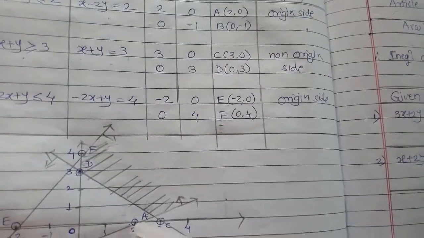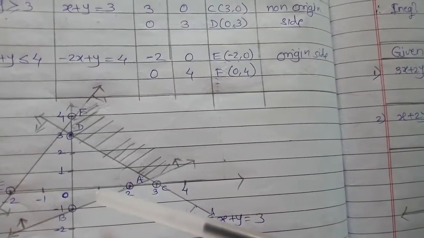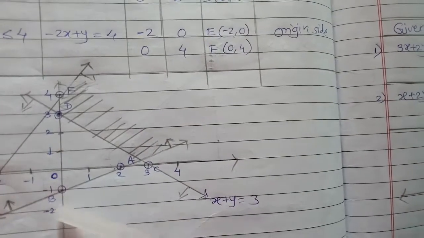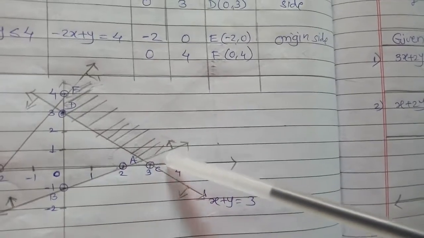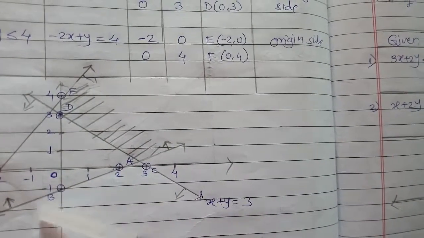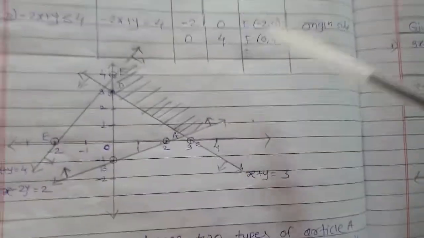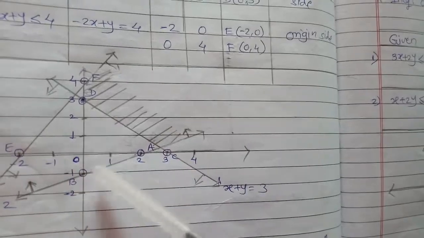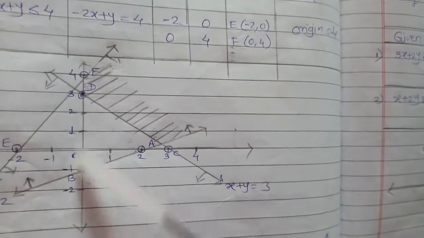Next, B is 0 and minus 1. So this is my point minus 1, and point B is here. First we draw this line AB. So this is my line AB. And for that we have to draw the arrow on the origin side. See this line AB, its origin side is the upper side. So I draw the arrow here. We have to draw these arrows like this one.